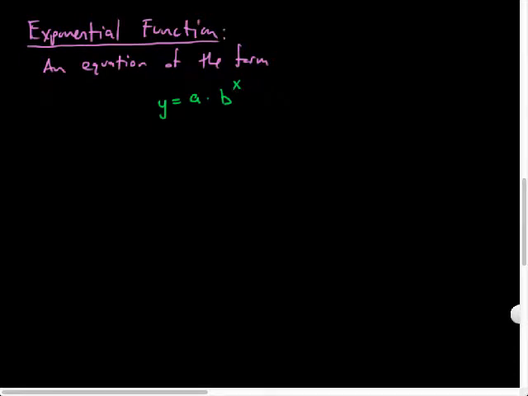And then it's got some stipulations here. You can't just willy-nilly plug in whatever you want. We've got a cannot equal 0, because if a was 0, then 0 times whatever this is 0, and y equals 0 is not exponential. That would be a horizontal line. So a cannot equal 0. It turns out b has to be greater than 0 is their preference, because, well, think about it. If I raise a negative number to an even exponent, what happens?